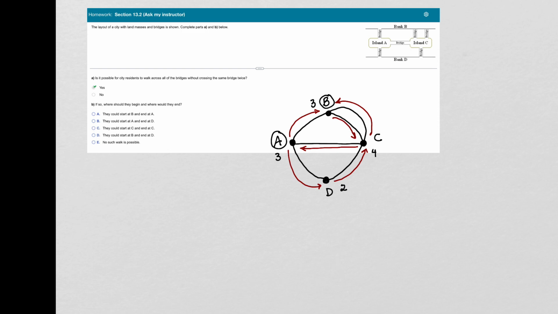And where should they begin? Where should they end? They could start at B and end at A, and they don't give me an option for the opposite, so that's the only correct answer choice. And that's how you do that problem.